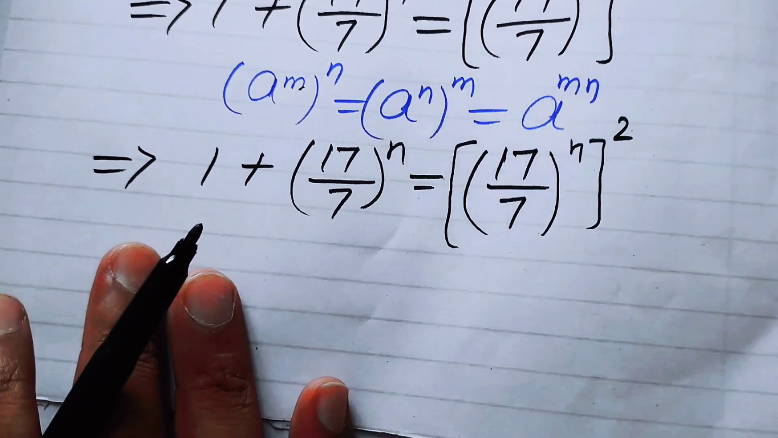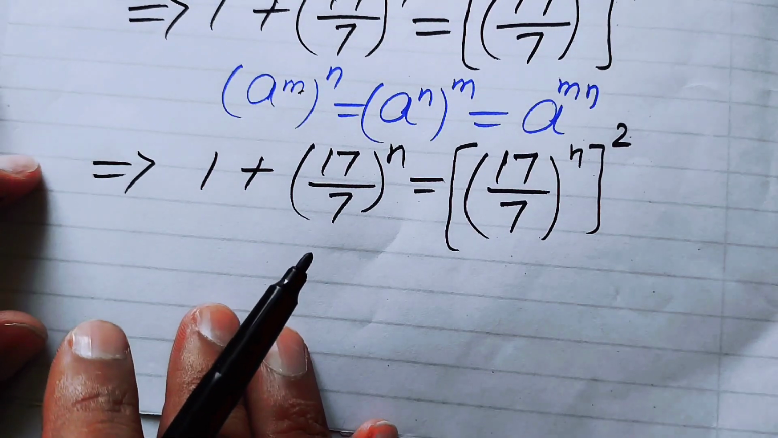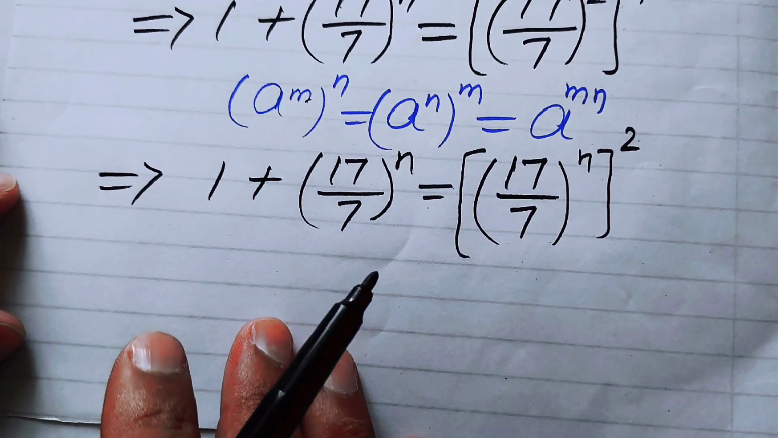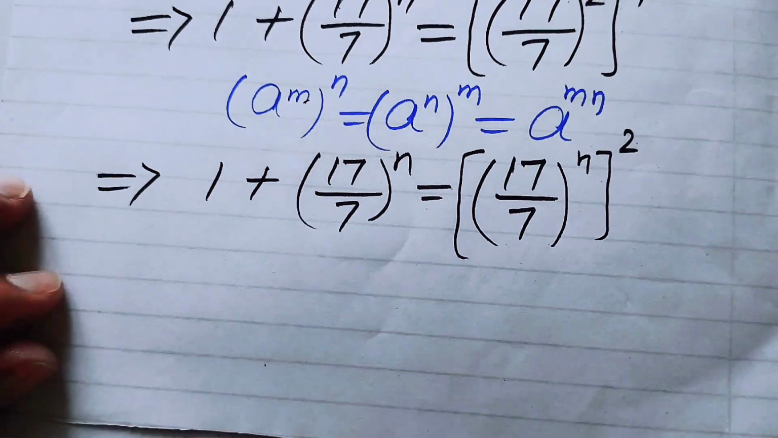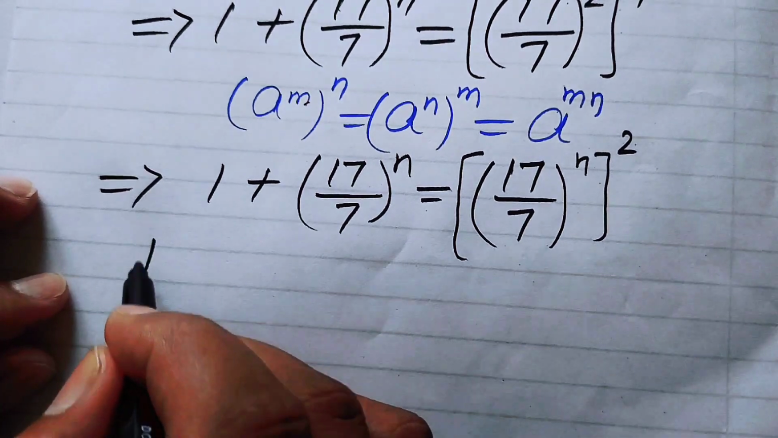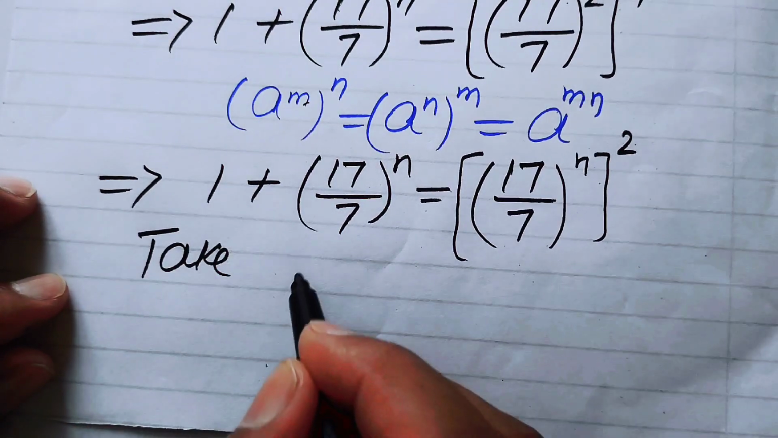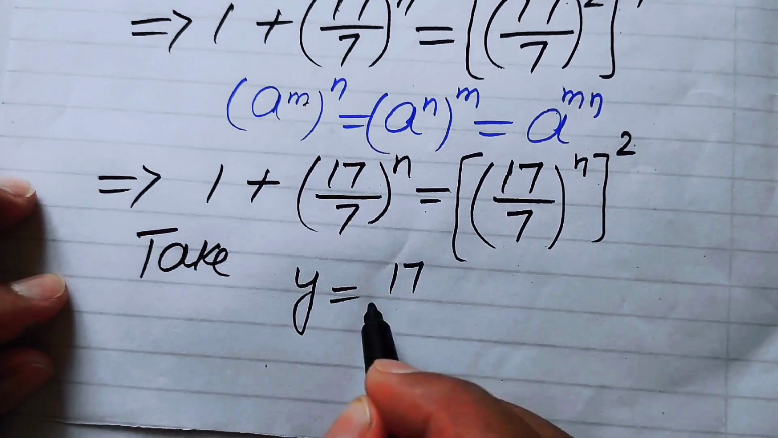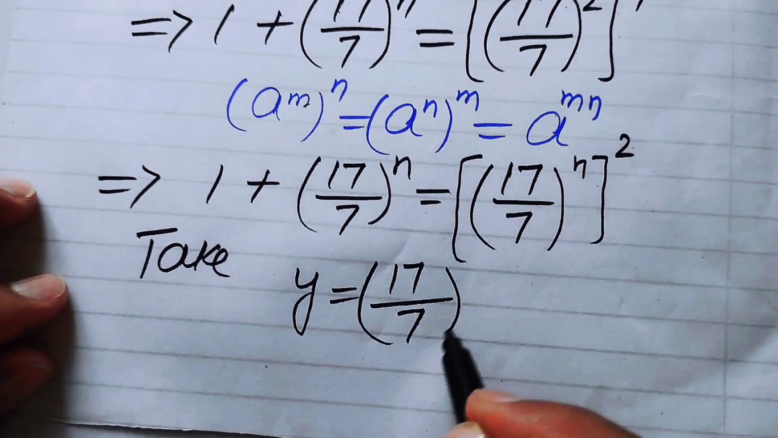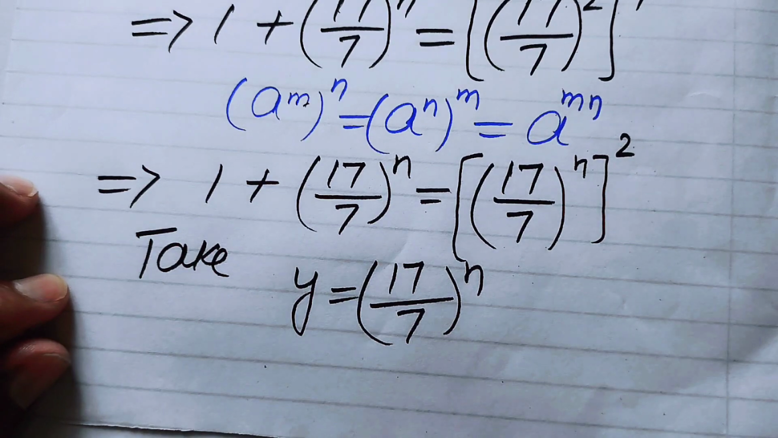So after this step we will convert this exponential equation into the quadratic form, so here I can take y is equal to 17 over 7 to the power of n.